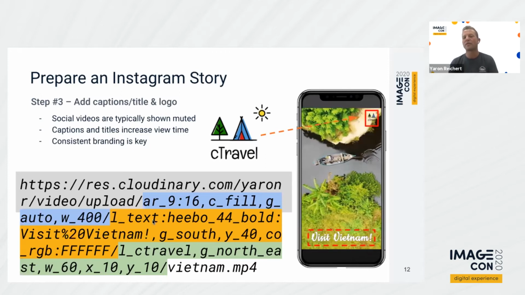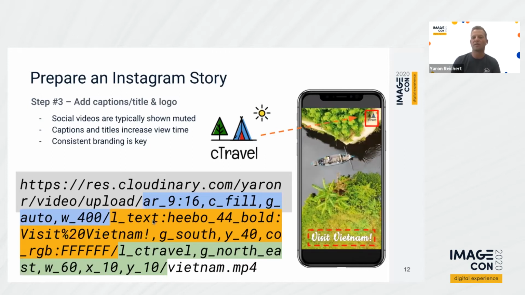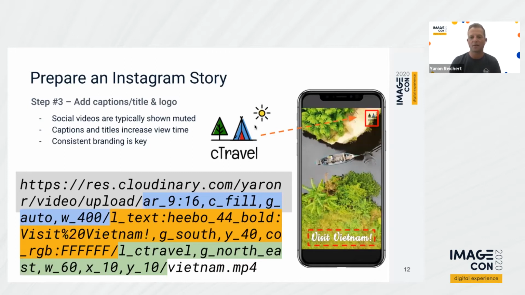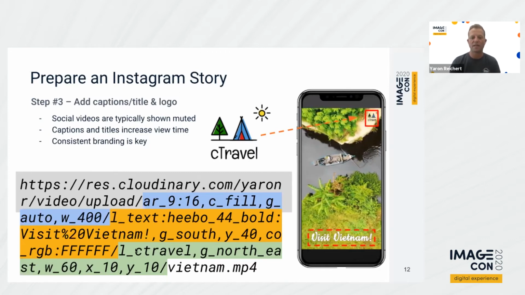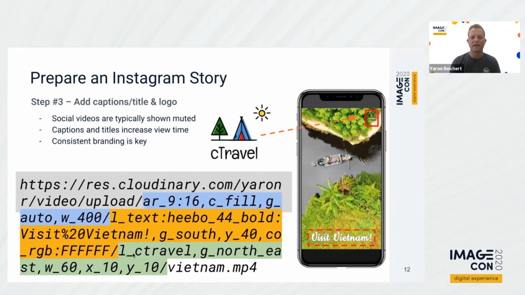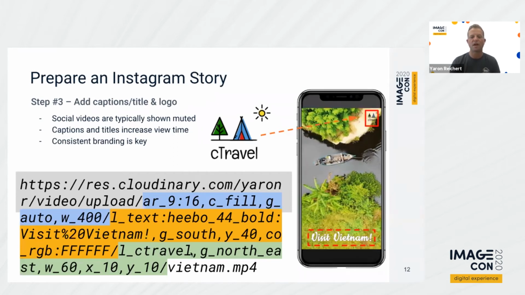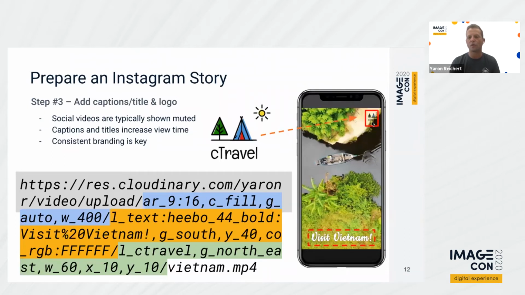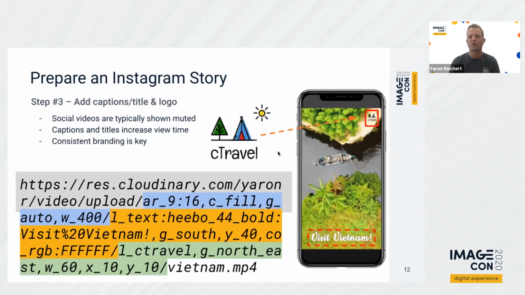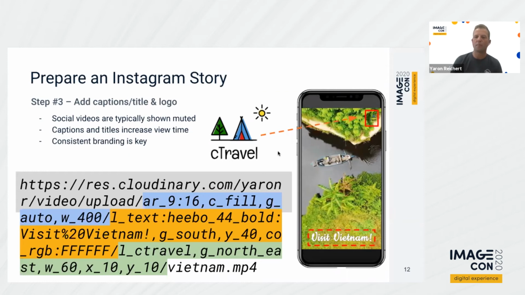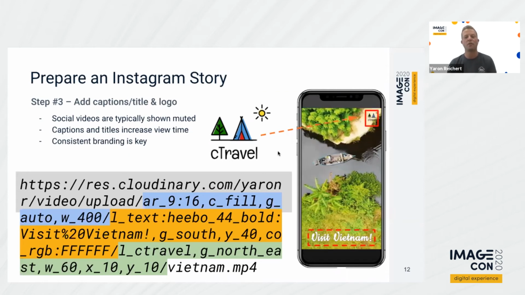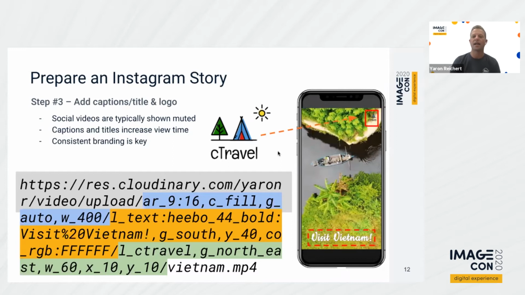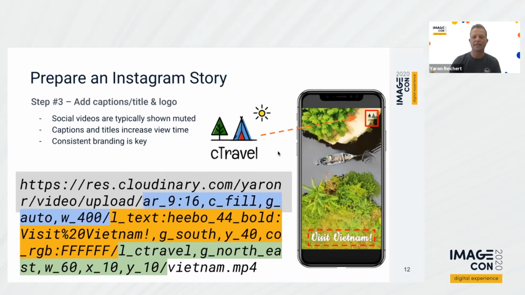And the same goes with our company logo, Sea Travel. I've created this nice logo here, and using the overlay mechanism, I'll put the Sea Travel image on the top right side of the video. So now I have a cropped video, a dynamically cropped video with a title and a logo. Let's see the next step.